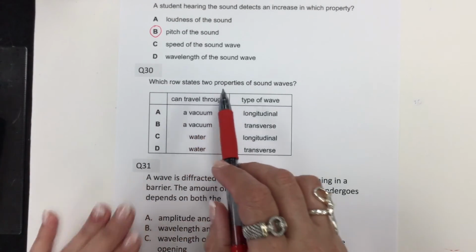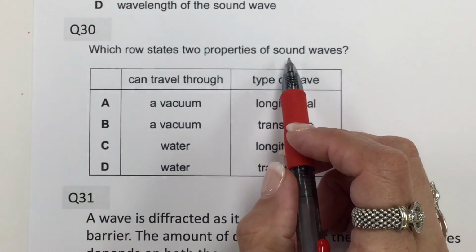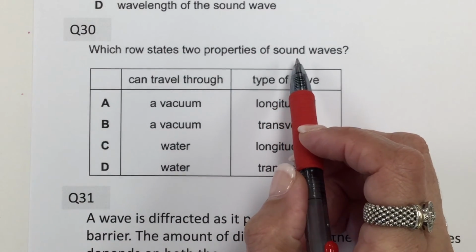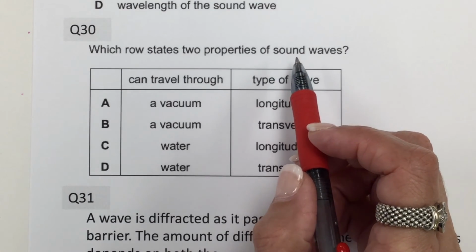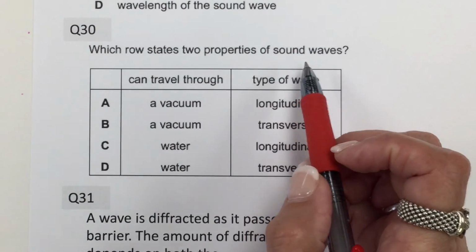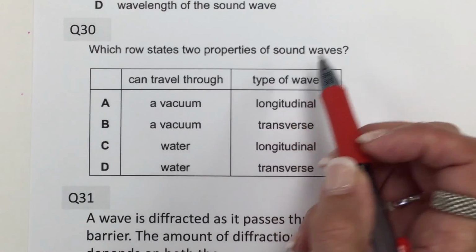Question 30. Which row states two properties of sound waves? A sound wave is a longitudinal wave and a mechanical wave, which means, number one, mechanical waves need a medium to propagate. Longitudinal is because the particles in the medium move back and forth.